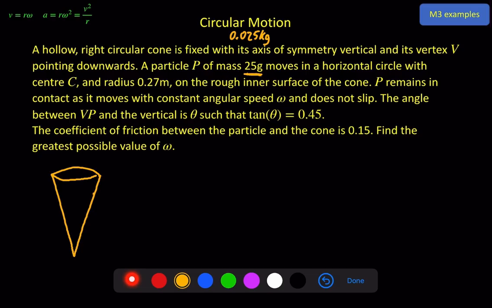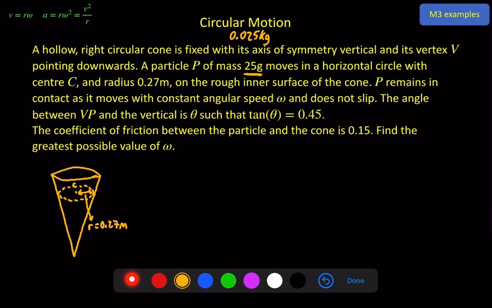So let's say it's here because it's on the rough inner surface of the cone. It's going around on the inner surface of the cone like this, center C, and here to here is the radius that we're interested in. We don't care about the radius of the cone if the particle is not at the top. We care about this radius here, and that is 0.27 meters.